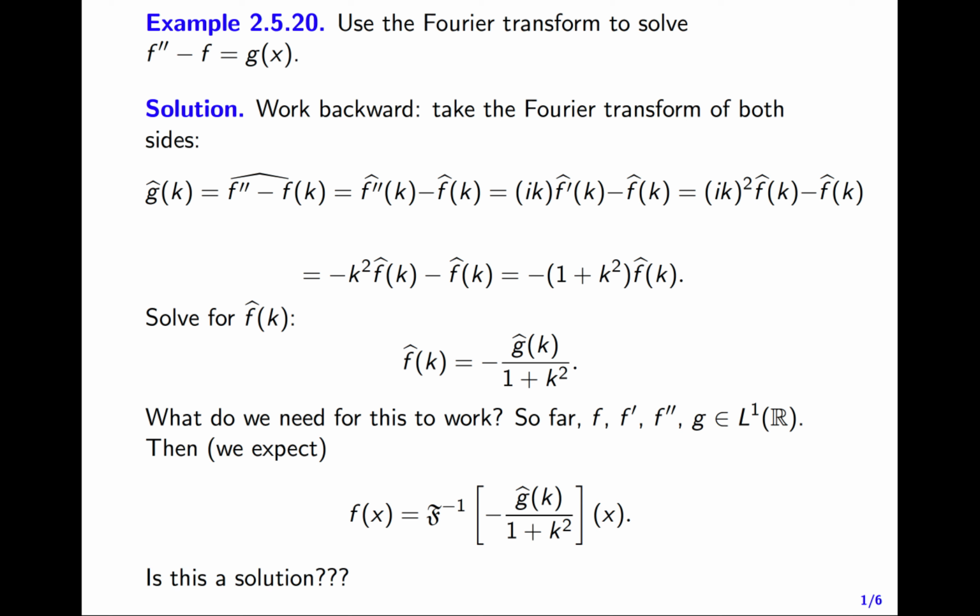Now, is this actually a solution? Because remember, I'm working backwards. I started out assuming that I was able to solve this differential equation, and that told me that the solution had to have the form f of x is inverse Fourier transform of this stuff in the square brackets at x. So is this formula actually differentiable, and does the derivative fit into the differential equation nicely?